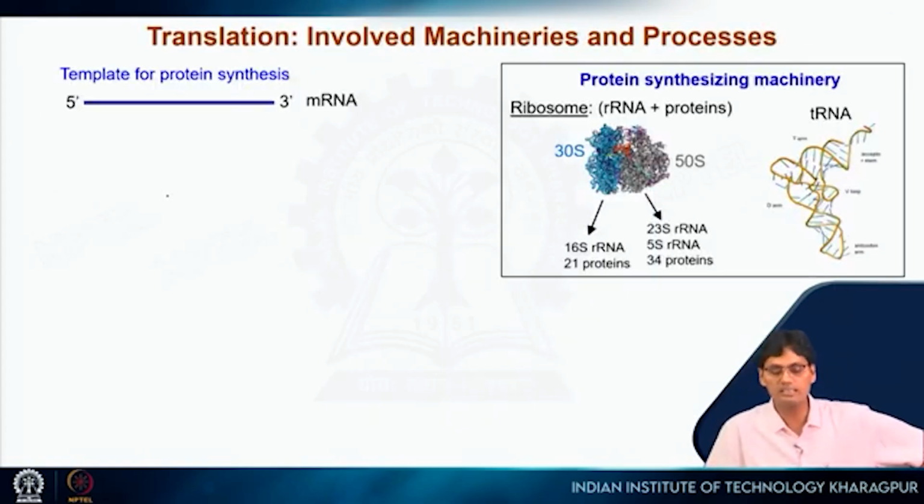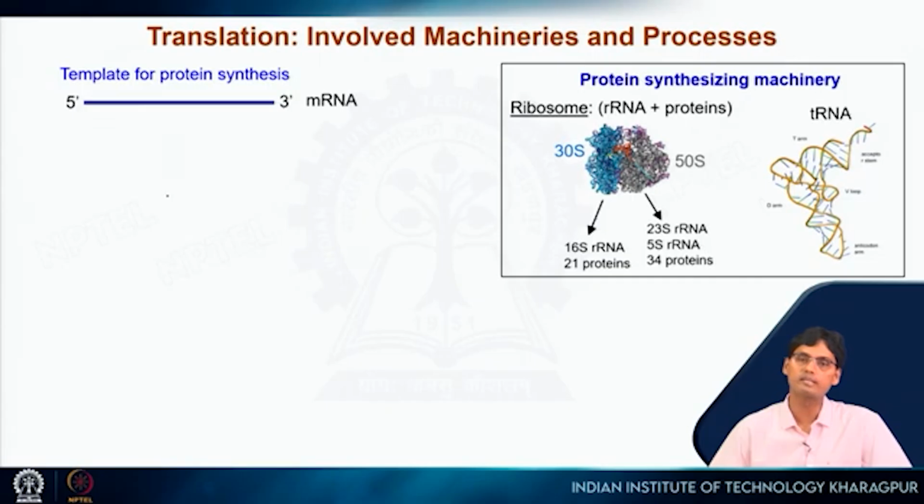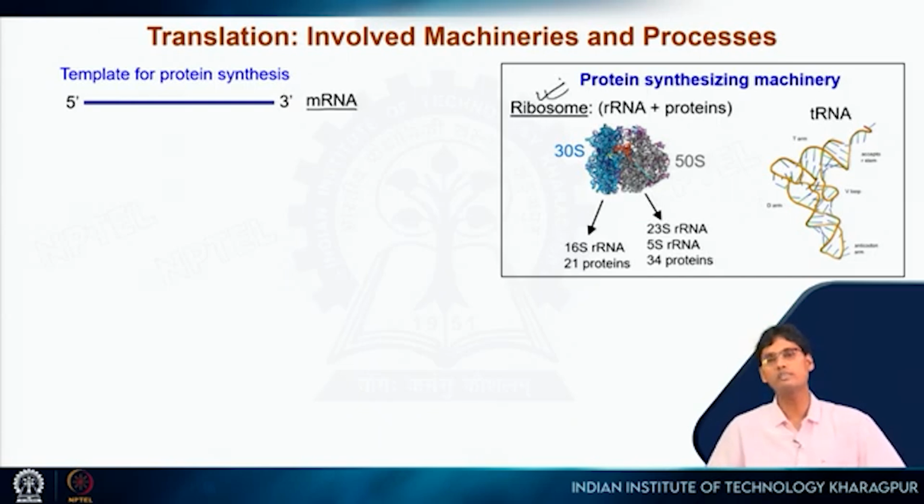So here are the translation, the involved machineries and the processes. As you can see, the template for translation, or for protein synthesis, is definitely, as all of you know, mRNA. And the major machine I mentioned is the ribosome. The ribosome is made up of RNA and proteins, many proteins involved to make this ribosome particle. And then we have tRNA, those adapter molecules, transfer RNA that bring amino acids to the site of translation. Now see what is happening.